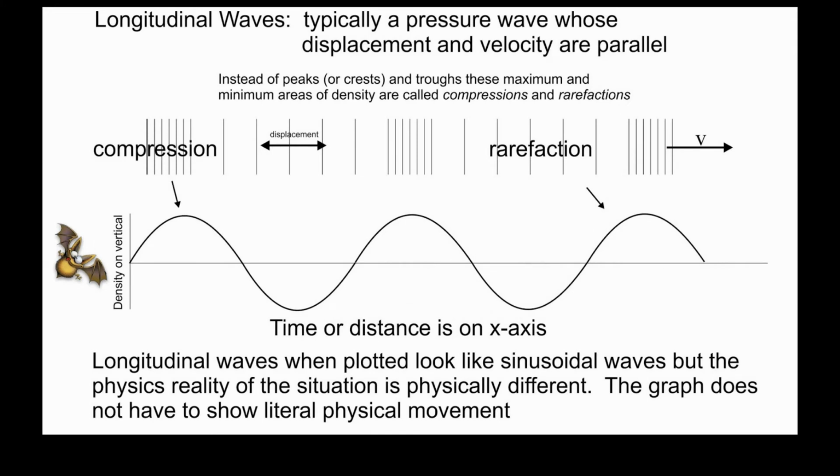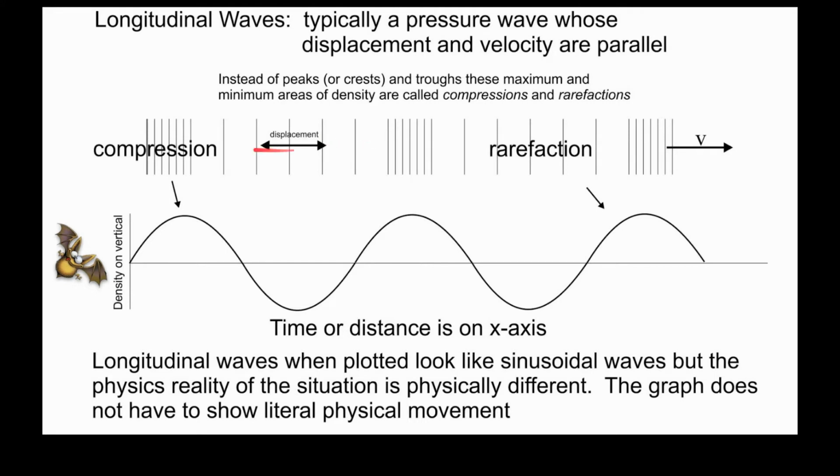Longitudinal waves, on the other hand, are typically a pressure wave whose displacement and velocity are parallel. This would be like shoving a slinky, pushing it forward like you just jabbed out your fist in a punch, and you create a compression, and this compression starts to travel, but as it goes, it stretches out the slinky in between. So if you keep repeating these pulses, you'll send a pulse called the compression, and then behind it, there will be a spread out area of lower density, which we call the rarefaction.